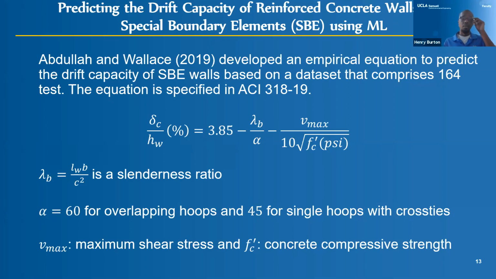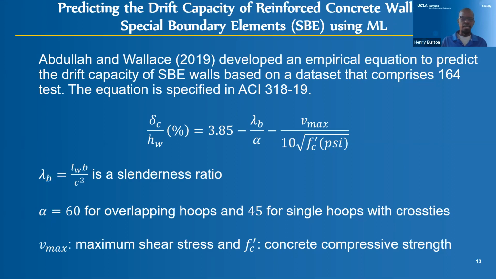And so they did a number of things. They looked at which structural parameters are most highly correlated with the drift capacity. And they found that things like the slenderness ratio, which is shown by lambda_b, which is basically just a combination of the slenderness associated with the width of the wall and the depth of the neutral axis, as well as the length of the wall related to the depth of the neutral axis.